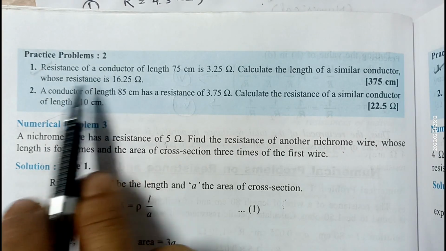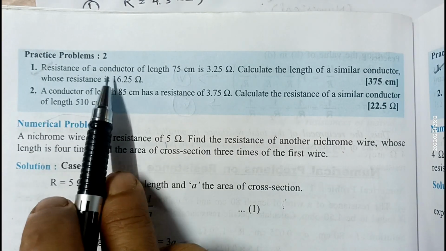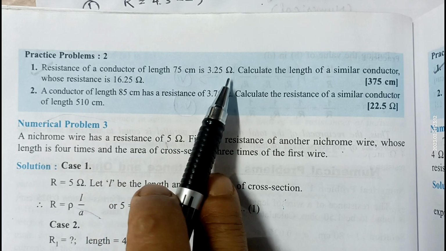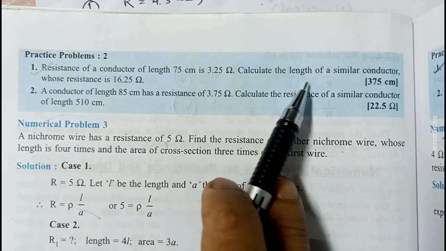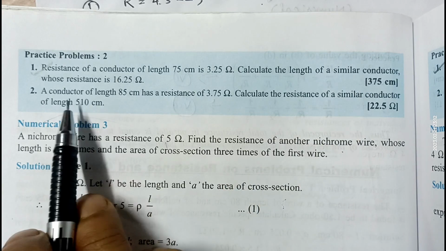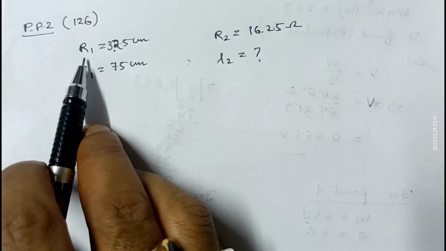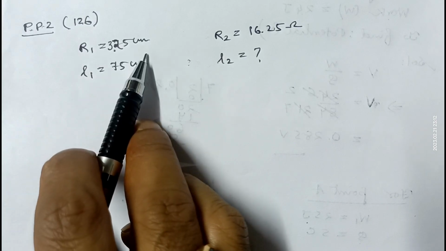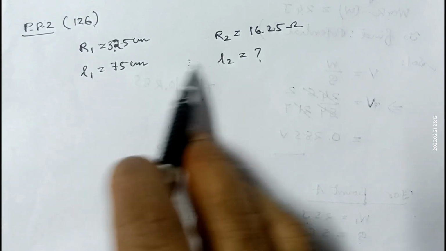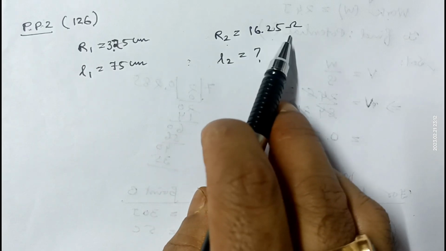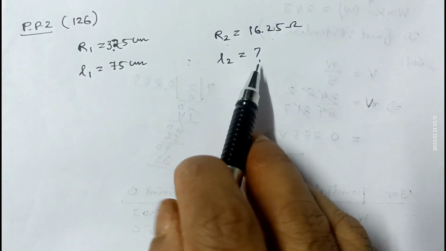In practice problem 2, question number 1, the resistance of a conductor of length 75 centimeter is 3.25 ohm. Calculate the length of a similar conductor whose resistance is 16.25 ohm. Here R1 is 3.25 ohm, L1 is 75 centimeter. In case of the second wire, R2 is 16.25 ohm and L2 we have to calculate.